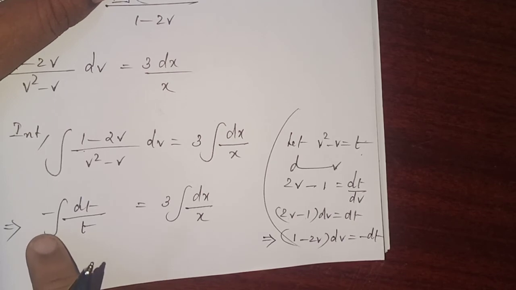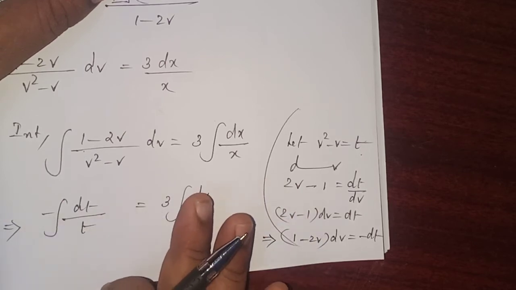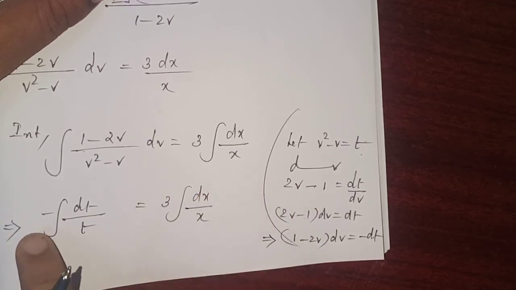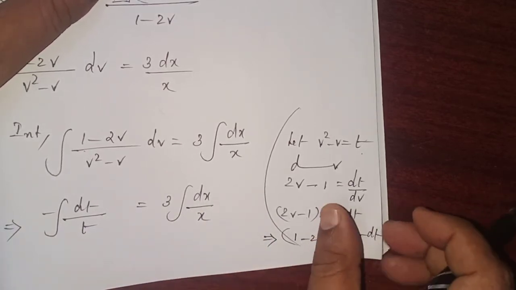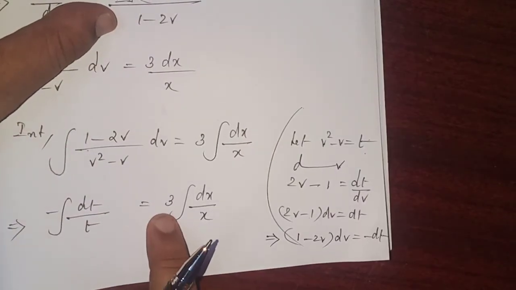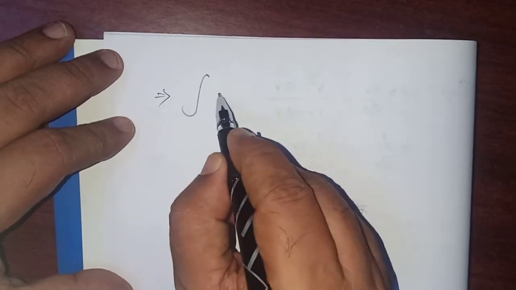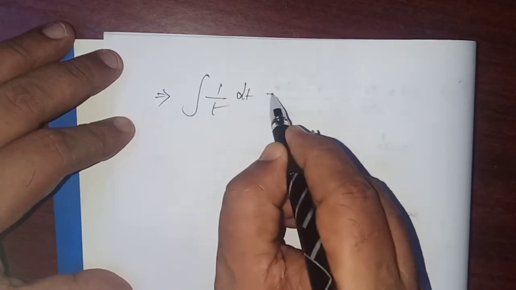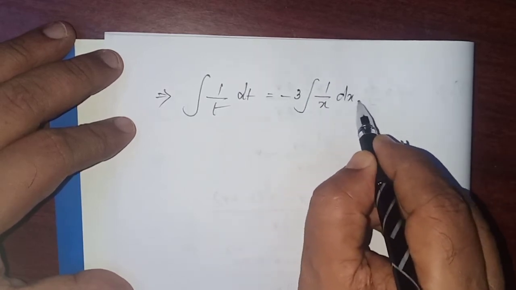Generally, we retain the minus sign on the right hand side only. So before integration, it is better to always keep the negative sign on the right hand side. But we have minus on the left hand side. What to do? Multiply by minus on both sides. This minus becomes plus, and this plus 3 becomes minus 3. Which implies integral dt by t, or 1 by t into dt, same only, equals minus 3 into dx by x, or 1 by x dx.